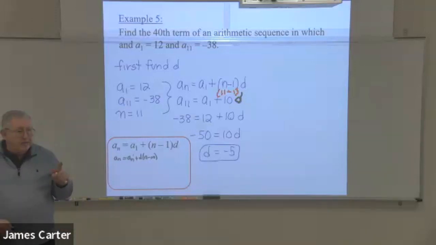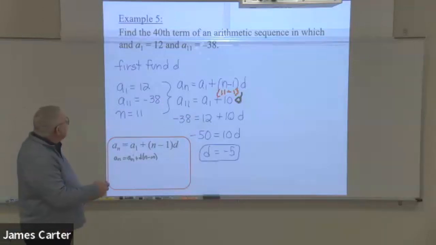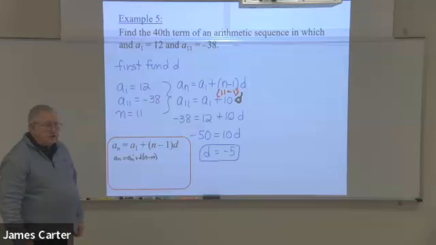So sometimes you have to algebraically figure out what d is. But this is how you do it. You put in the term number here, and then you put in the term value here using this equation to solve for d.